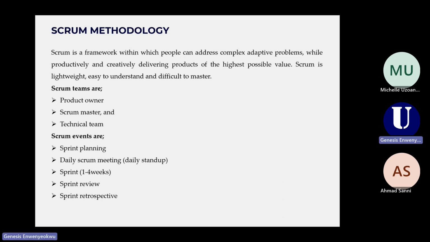Scrum consists of 3 teams. 1 is the product owner, 2 is the Scrum Master, and 3 is the technical team. Scrum events: there are basically 5 Scrum events. Other people call them Scrum rituals. Number 1 is the sprint planning. The sprint planning is an event that happens before we start a sprint. A sprint is considered to be a period of 1 to 4 weeks.